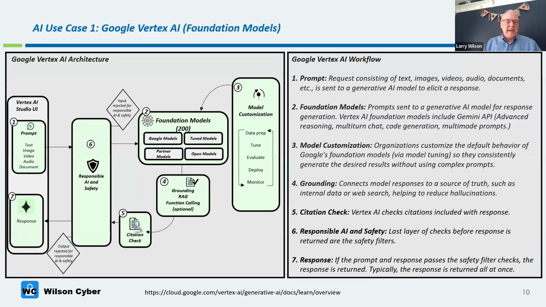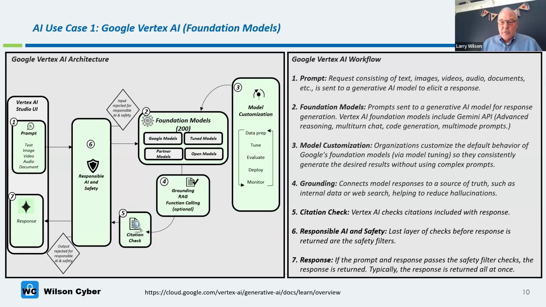We'll start with Google Vertex AI, which is a foundation model that supports Google Gemini, one of the applications or foundations that you can build. Vertex AI is the foundation model. They have over 200 of those, but you can build Gemini on top of the Vertex AI foundation model. So the architecture is shown on the left. It has Vertex AI Studio. We have a filter for responsible AI and safety. We have the actual foundation models, and then we have the customization where we actually build our own model. We have grounding and RAG, function calling, as well as citation checks.